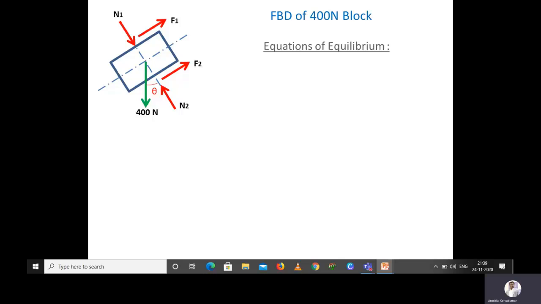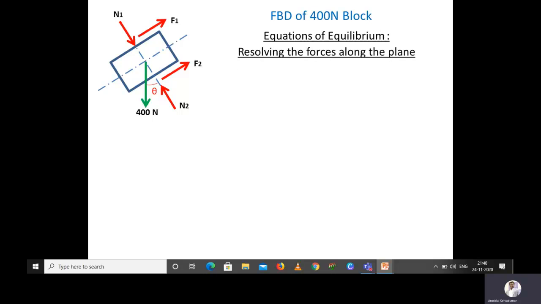We are going to substitute equations of equilibrium because the block is about to move, that is impending motion. It did not move, so we are taking it as the block is in equilibrium. So resolving the forces along the plane as in the previous case. The first one is summation of forces along the x-axis or horizontal is equal to 0. With respect to the inclined plane we are resolving.